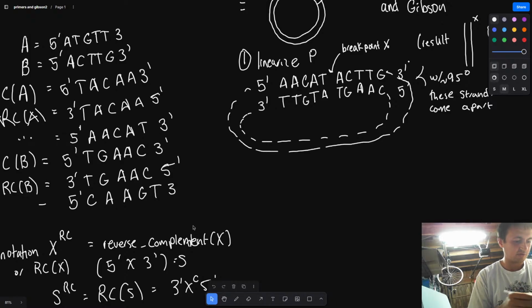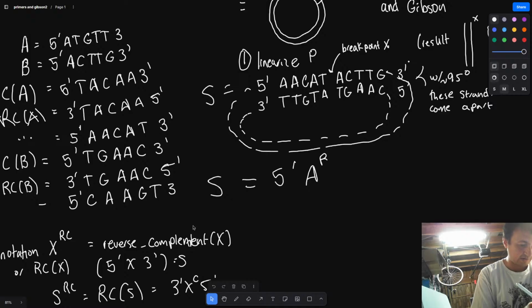Alright, so now we can rewrite this. We have AACAT. We can go and look up in this table AACAT. So that's RC of A. So if we rewrite this, so this whole sequence S is also equal to 5 prime ARC.